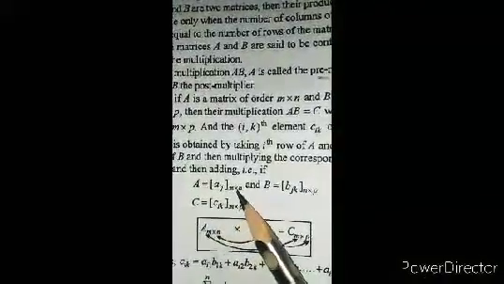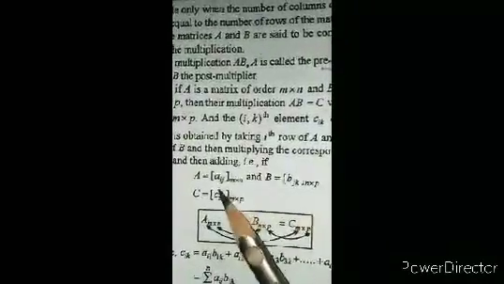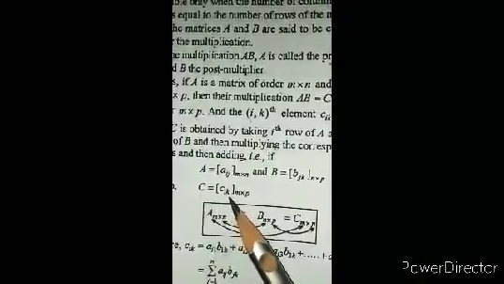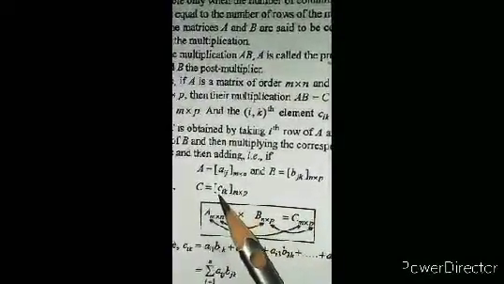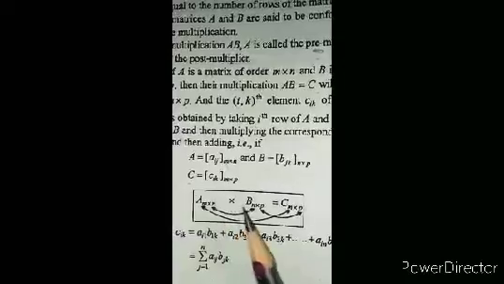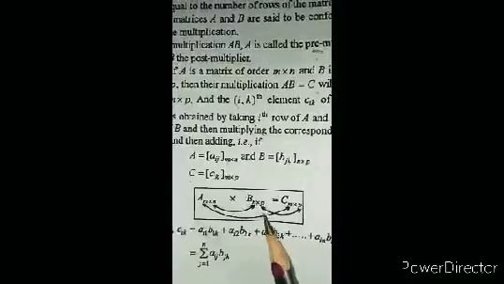That is, if A is equal to Aij of order m into n and B is equal to Bjk of order n into p, then C is equal to Cik of order m into p. Now you see how we multiply. If A is of order m multiply n and B is n multiply p, then C is of order m into p.